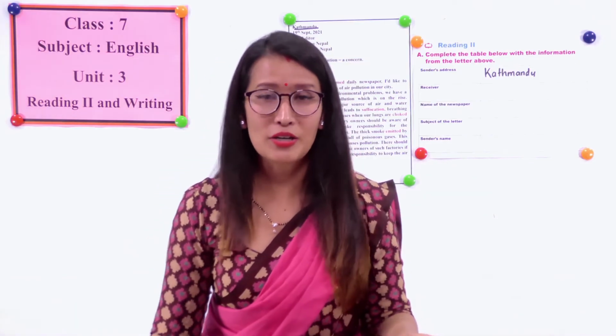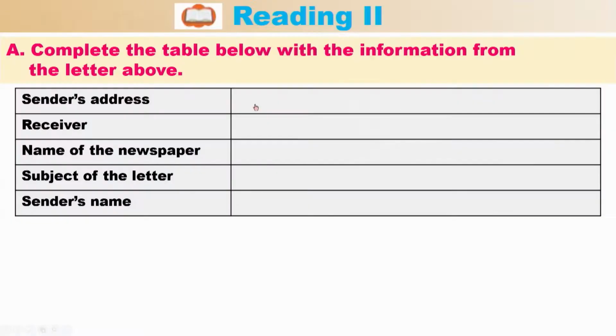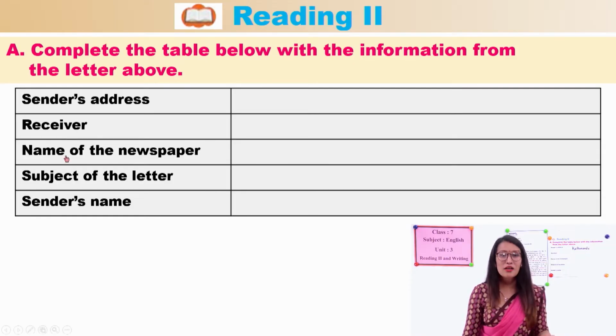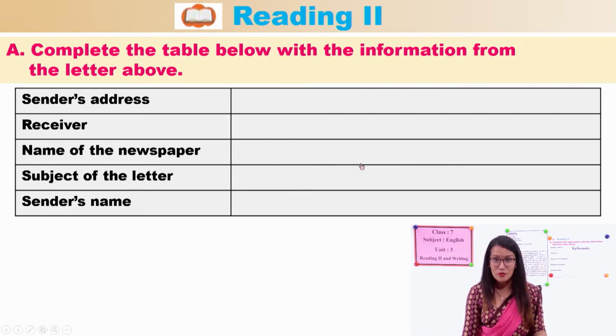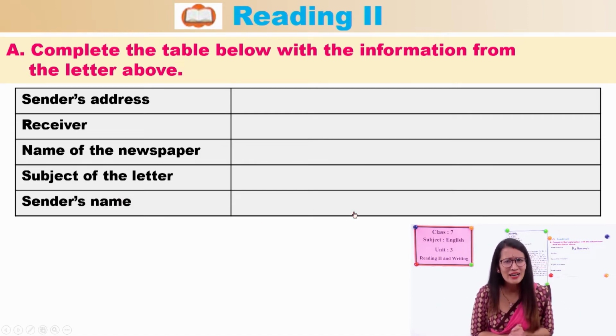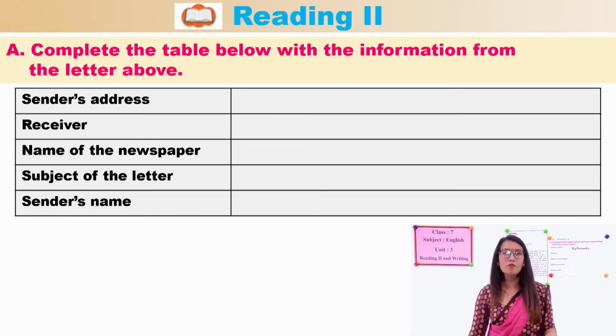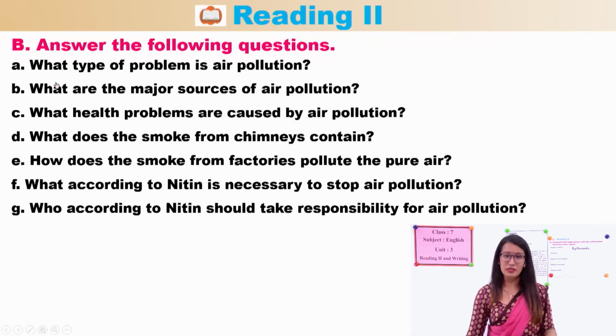Okay. So here, look here. Sender's address is Kathmandu. We just discussed it. I wrote it also. Receiver is the editor. Did you write it correctly? Good. Name of the newspaper? The Rising Nepal. Subject of the letter? Air pollution, a concern. Sender's name? Nitin Rai. Did you write it correctly? Thumbs up for those who wrote it correctly. Okay. In the same way, we have these question answers also.